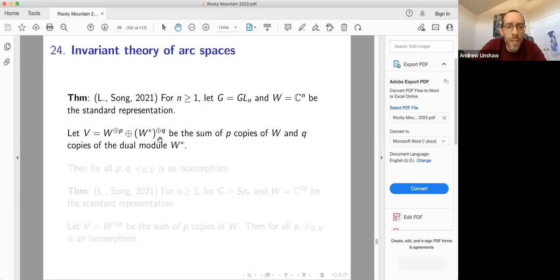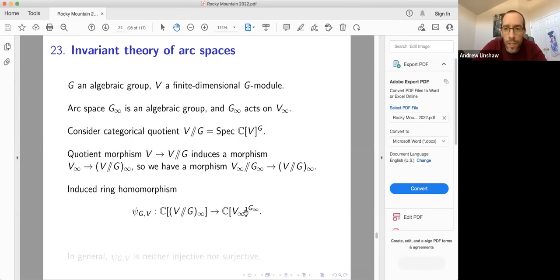Okay, and so the claim is that this map that I defined in general before is always an isomorphism. This is a non-trivial statement because when P and Q are small, then V mod G is smooth, which means that it's an affine space. So this is already known.